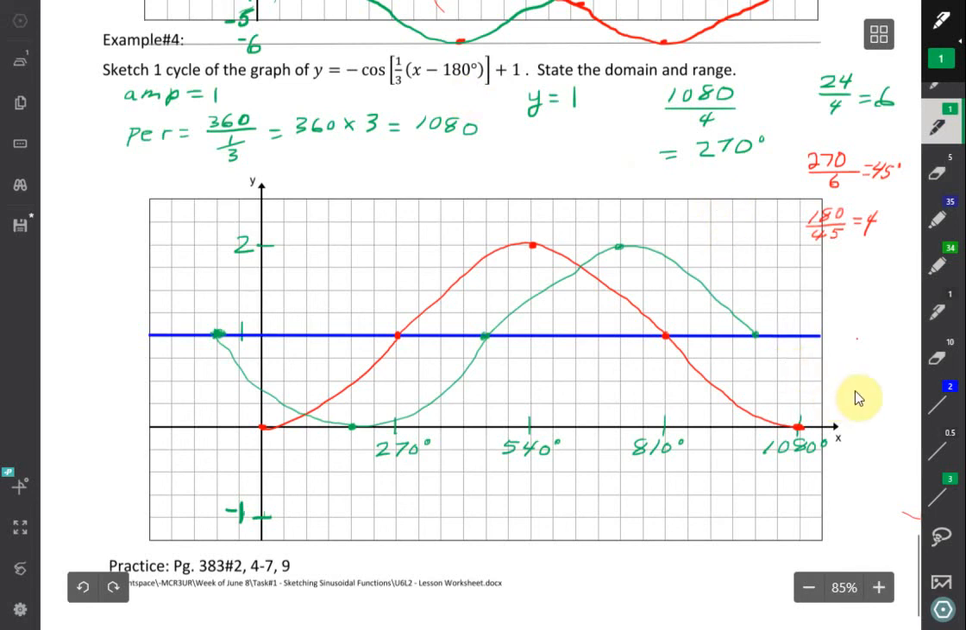And then finally, we need to know the domain and the range. The domain, once again, is equal to the set of x as an element of R. And the range is equal to the set of y as an element of R, such that the minimum value is 0 and the maximum value is 2. 0 is less than or equal to y is less than or equal to 2. And now you can go ahead and practice these.